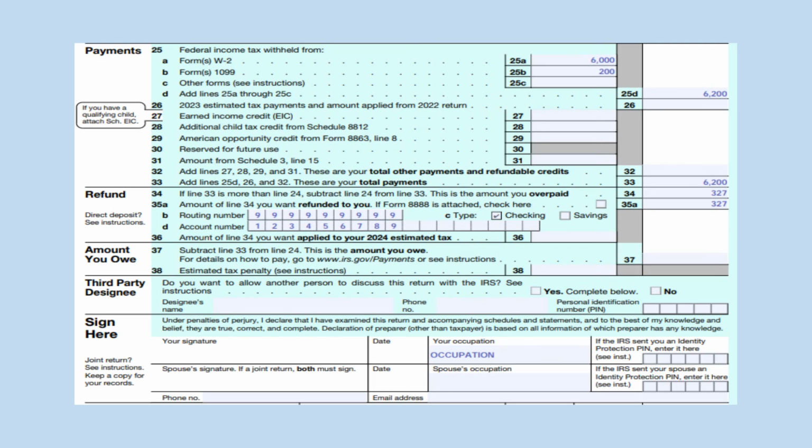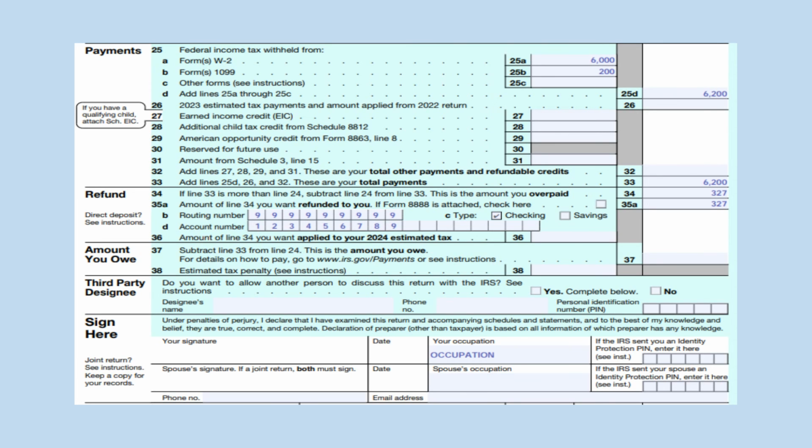your only payments. Since you have an overpayment, you will put this amount on line 34, which is $327 in our example. If you want the amount refunded to you and not applied to your next year's tax, you would put this amount on line 35A.